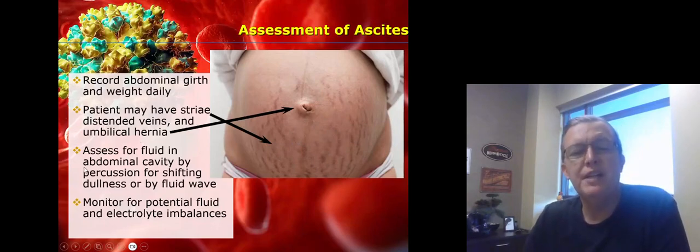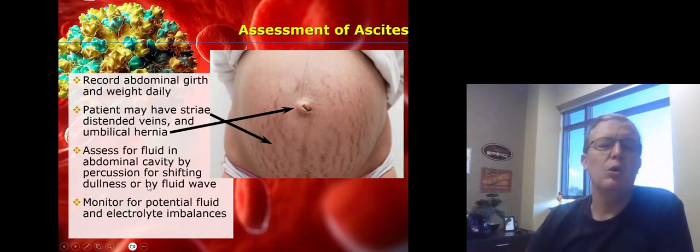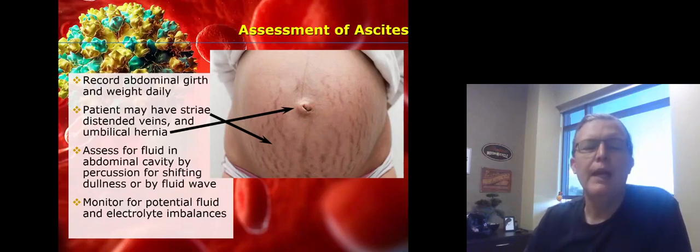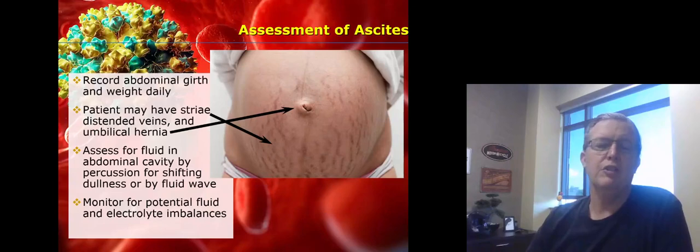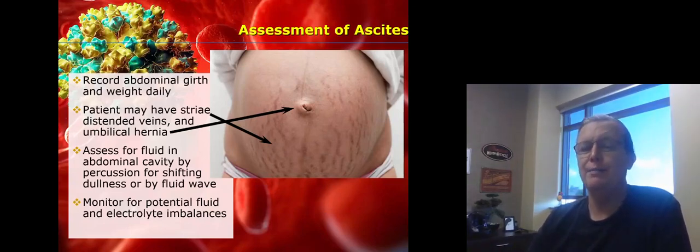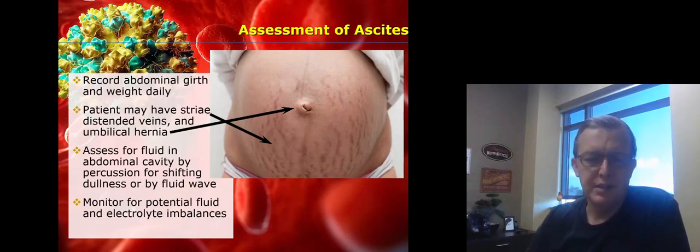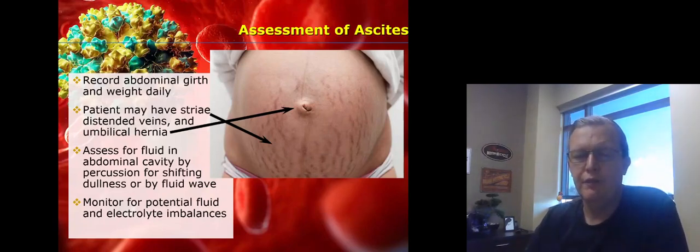So the fluid will be assessed for shifting or dullness. You'll see physicians and providers percussing, or actually pressing on it, to see if it moves. And as a result of all of this fluid shifting, they may have fluid and electrolyte imbalances. And when we intervene and start doing a paracentesis and drawing some of this fluid off, that may also result in fluid or electrolyte imbalances that they may not have had before.